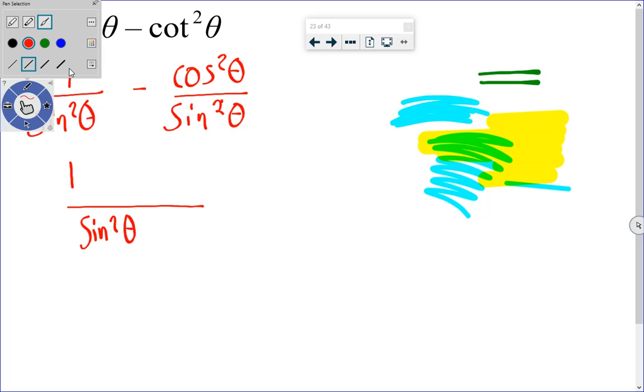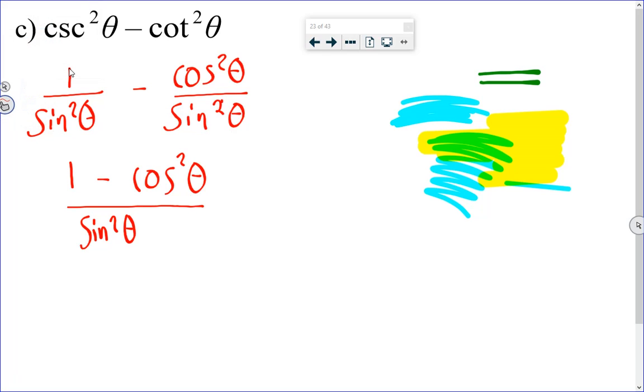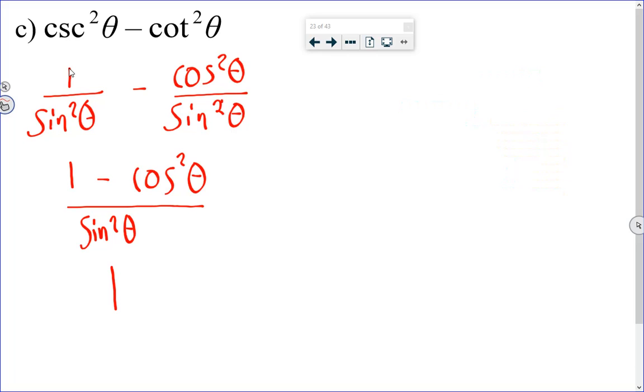Okay, and on the top we have 1 minus cos squared. Not everybody's going to get this the first time or even the second time. But how many of you see that this whole thing is equal to 1? I'm going to let you stew on that for another 30 seconds or so.